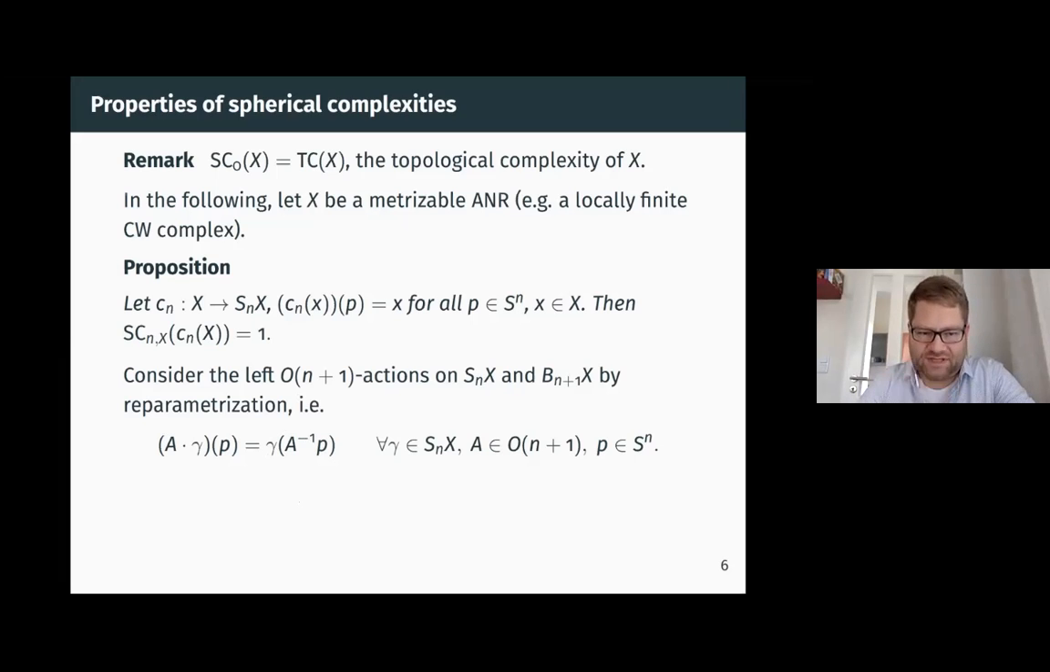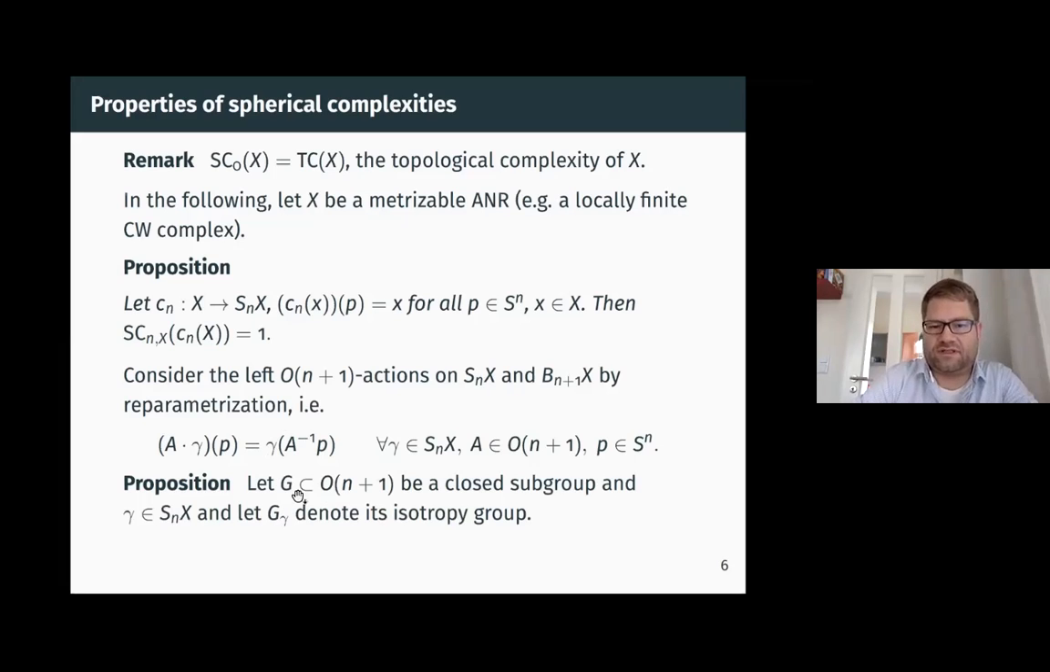So we have this reparameterization action, and there are quite some functionals which are invariant under this action, or actions of subgroups. The nice thing is that these spherical complexities behave nicely with respect to this action. If we take a closed subgroup G of O(n+1) and just some arbitrary element gamma of S^n X, and G_gamma denotes its isotropy group, we are interested in the relative spherical complexity of the orbit of this thing. There are two cases in which this has a very simple answer, namely if the isotropy is trivial, so the group acts freely on this element, or if we are in the one-dimensional case. Then the spherical complexity of the whole orbit is always 1.